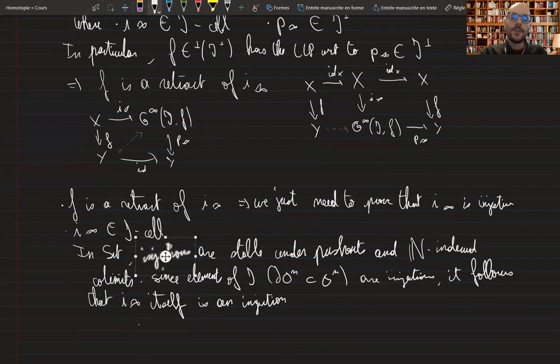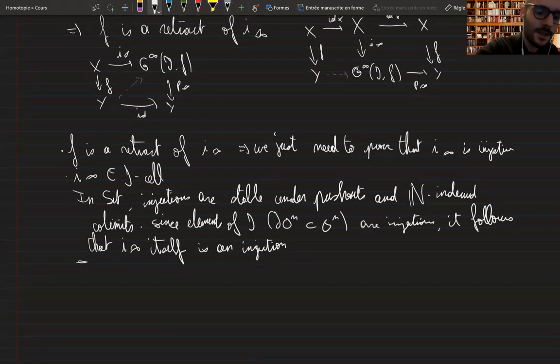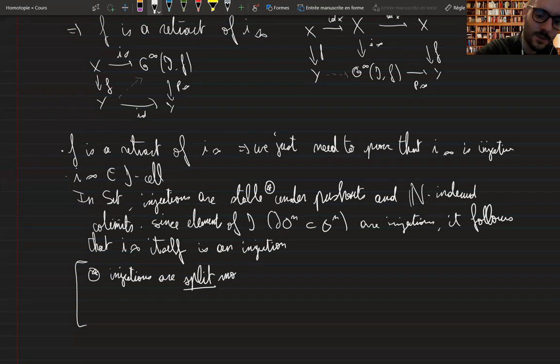All right, so why are injections stable under pushouts and N-indexed colimits in sets? You have to be careful here. You can think, all right, we have monomorphisms and monomorphisms are stable. But actually, it's the other way around. Monomorphisms are stable under pullbacks and under limits, not under pushouts and colimits. So there is some kind of issue here. But this statement comes from the fact that injections are split monomorphisms in Set.